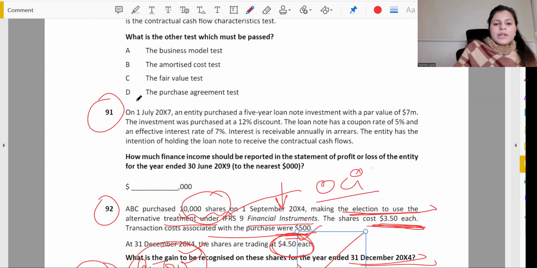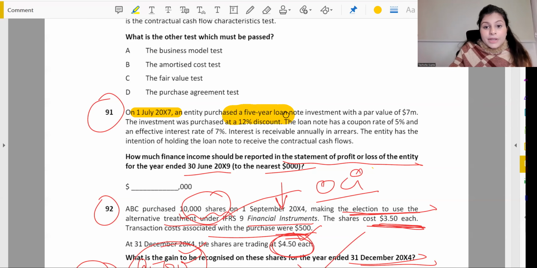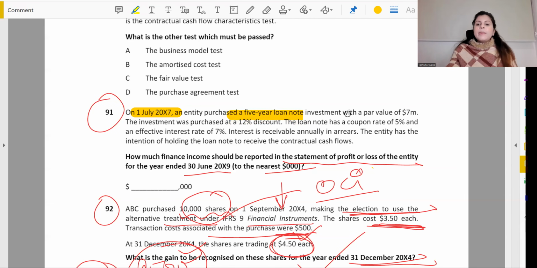Then, how much income should be reported in the statement of profit and loss for the year ended 30 June, to the nearest thousand? So, what is the income to be reported in the P&L with regards to this? What is given to us? Let's see. On July 1st, an entity purchased a 5-year loan note investment with a par value of 7 million.